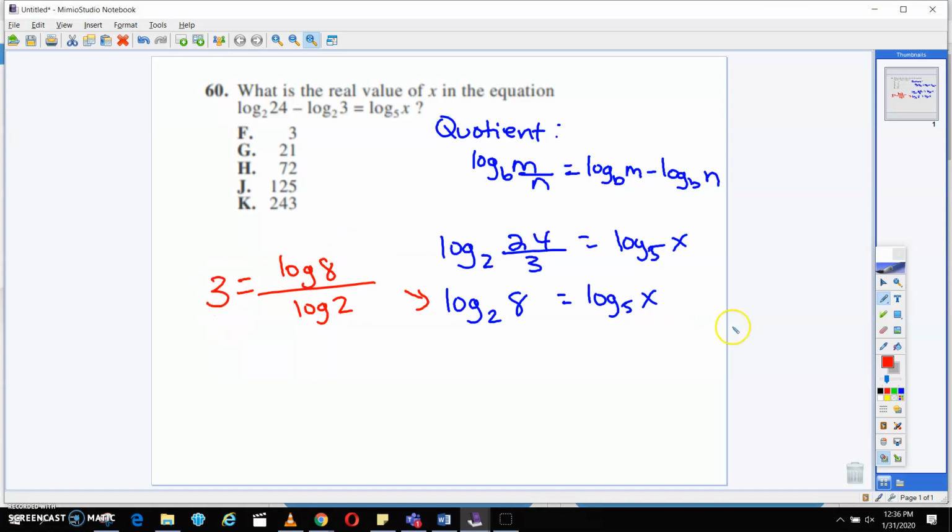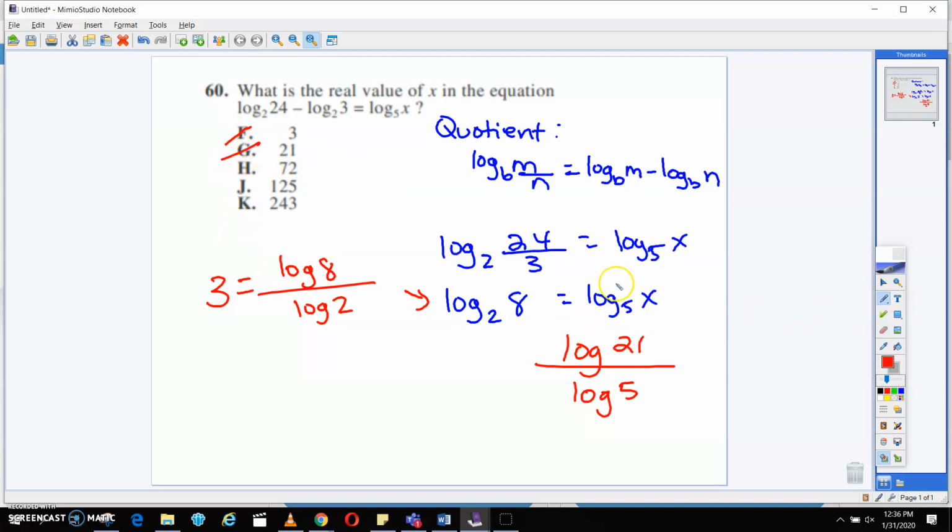So now what we want to do is take the right-hand side and get it to equal 3. We need to figure out what number will make this 3. So we're going to take each of these answer choices and plug them in. We take log of 3 divided by log of 5. Tell me if that equals 3 or not. No, it doesn't. It equals like 2 something. Now let's take answer choice G, which is 21, and plug that into our calculator and see if that gives us 3.